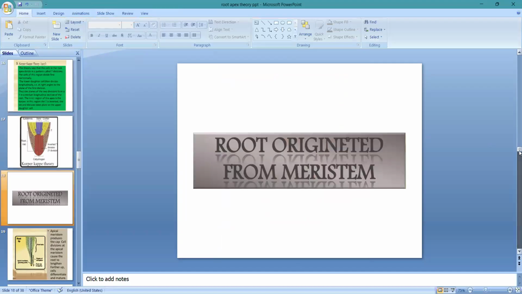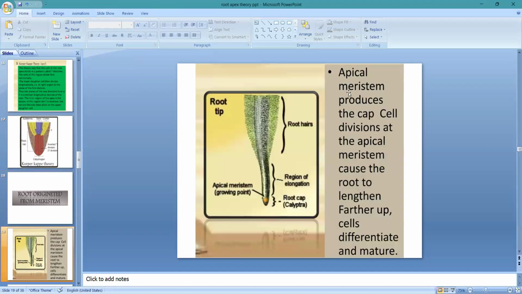Okay, see here. So apical meristem, growing point, this root cap, calyptra, region of elongation. These root hairs are formed like this. Okay, this is the root tip.